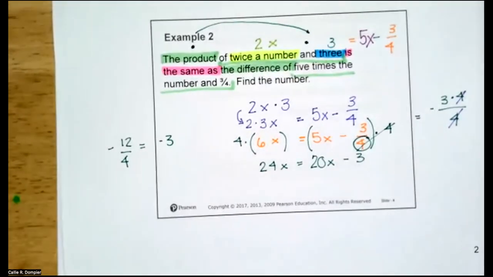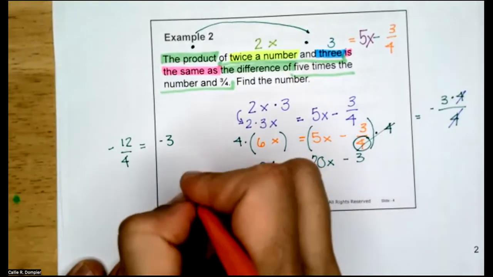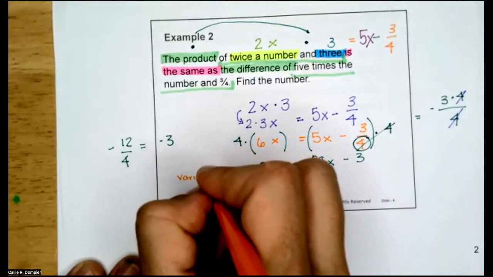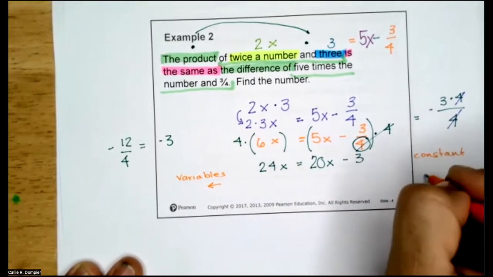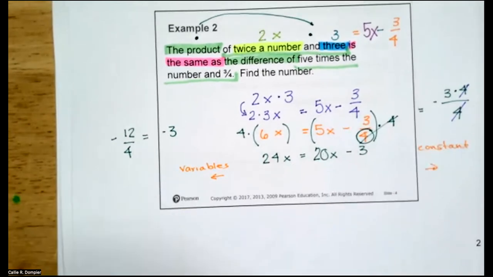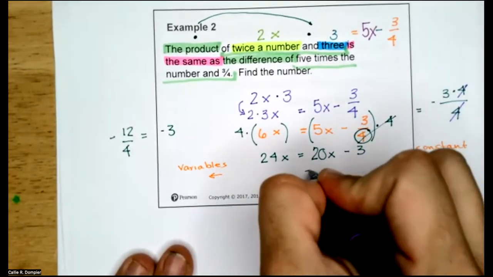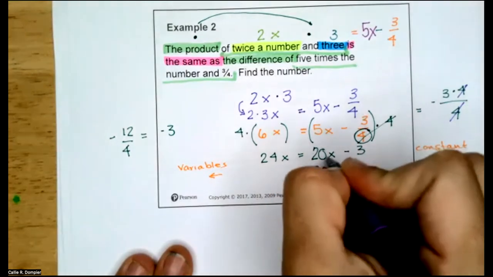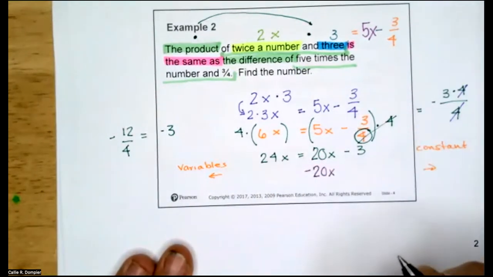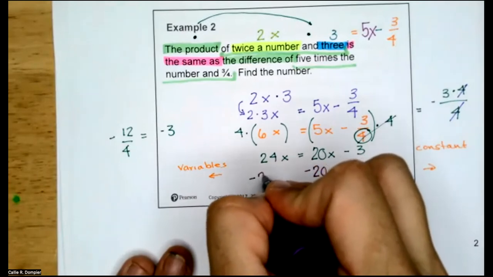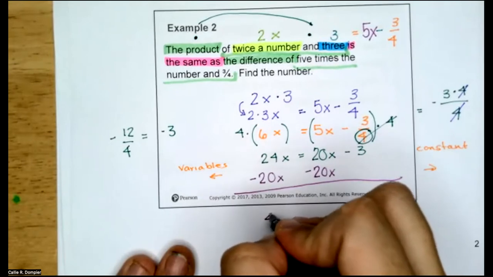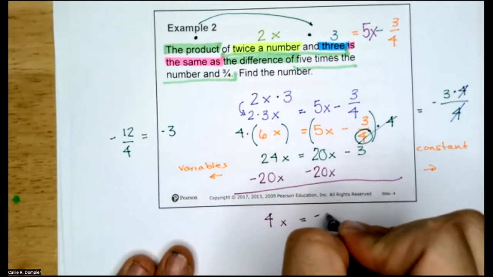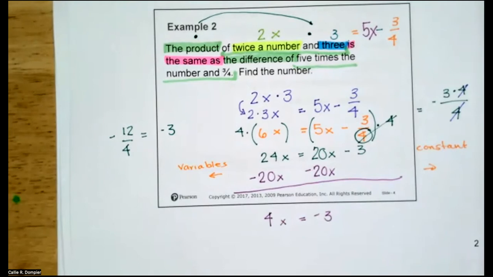All right, now same thing. We want variables over here. We want constants over here. Good. So we have 24x equals 20x minus 3. I'm just going to subtract the 20x because it's a positive 20x being combined with a negative 3. So the opposite of a positive 20x is a negative 20x. 24 minus 20 just leaves us with 4x is equal to negative 3. Oh, back to the negative 3 and the 4x.